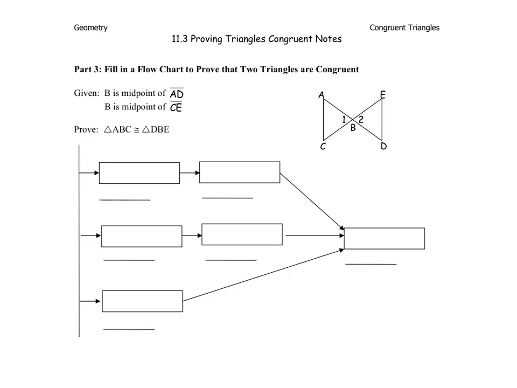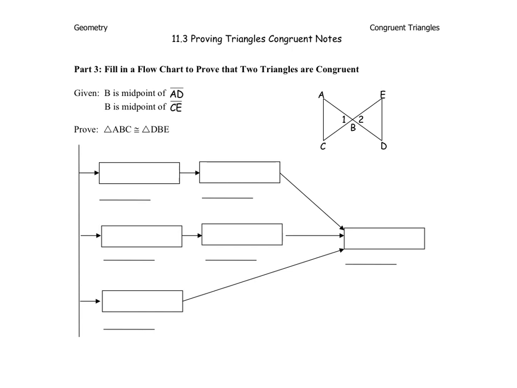In this part of the lesson, we will learn how to create a flow chart to prove that the two triangles are congruent. So to prove that these two triangles are congruent, we're not going to use a statement-reason, two-column proof like we did before. We're going to start a flow chart because it just organizes my work better.